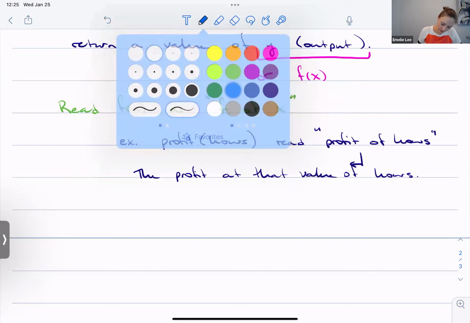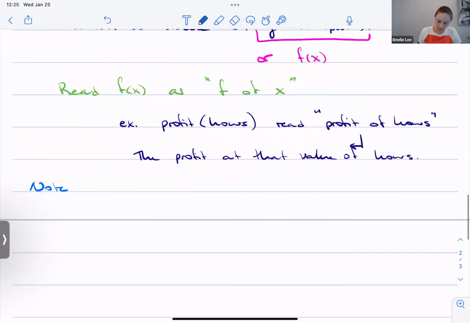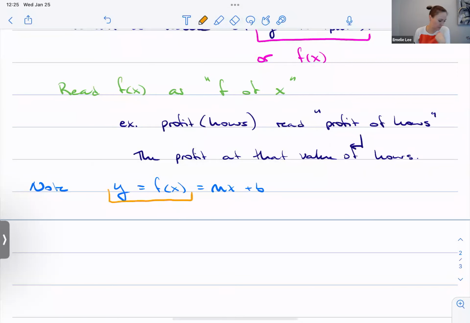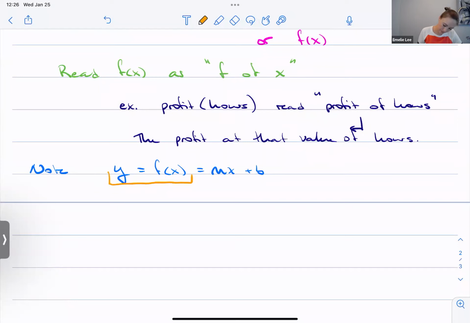Just as a note, we were solving for y equals mx plus b, but we could have just as well written f of x instead. So f of x is mx plus b, because I can put in any value of x and find f of x, which we were calling y. These two are interchangeable. y and f of x are interchangeable.